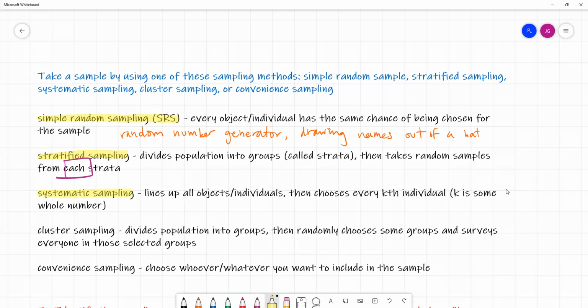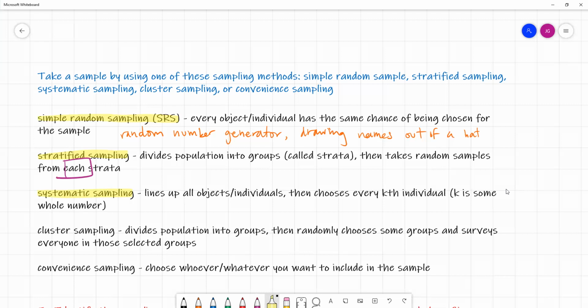Systematic sampling, we're going to line up all objects and individuals and then choose every kth individual, where k is some whole number. What that means is, think about, I'm choosing every 4th individual, or every 7th individual, or every 100th individual, right?